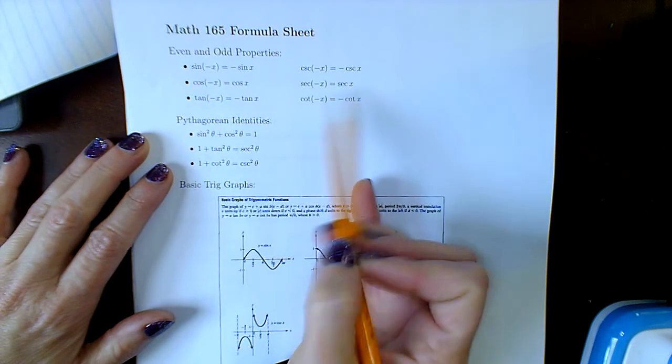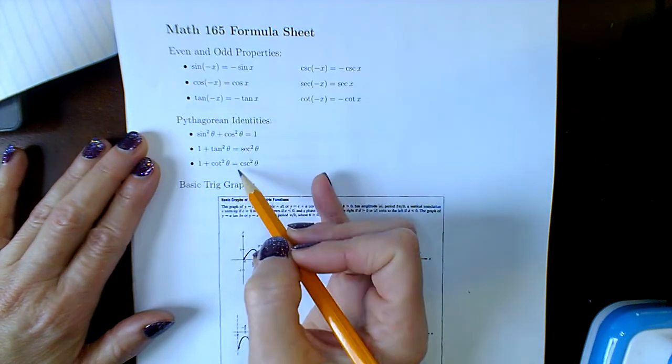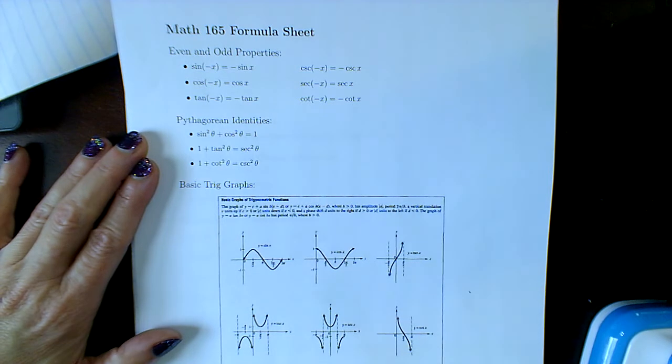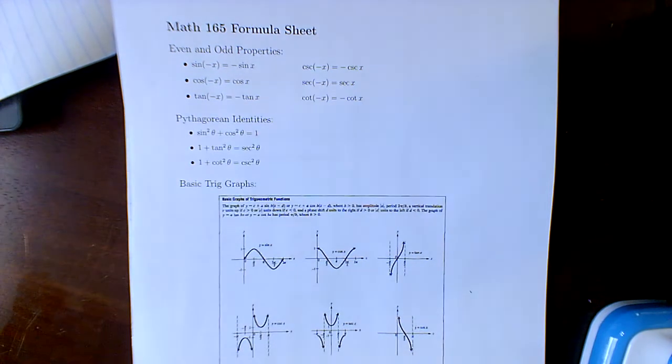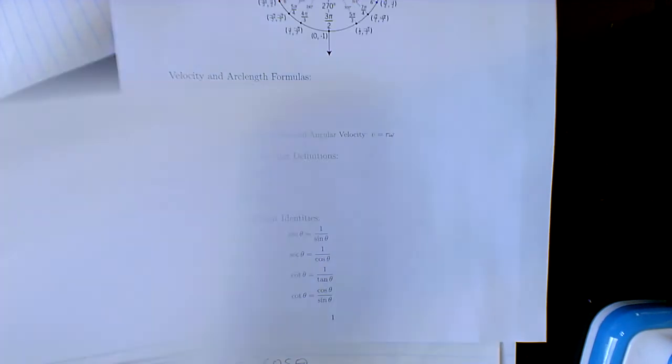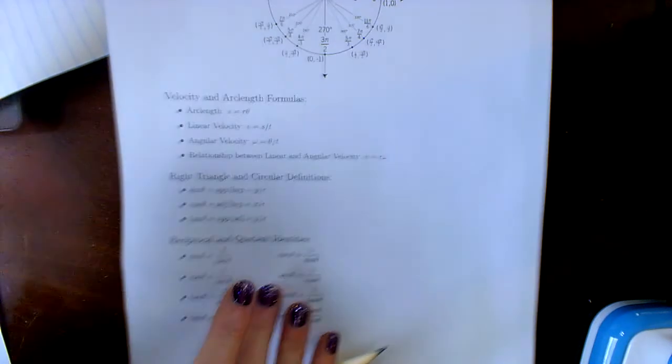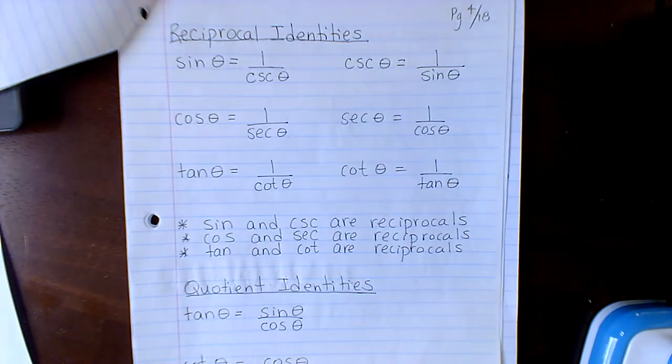So the even odd properties here, Pythagorean identities, graphs, asymptotes. So if some of this looks like, hey, I don't know what that is, it's because we just haven't got there yet. That's all. All right, so let's talk about the reciprocal identities.